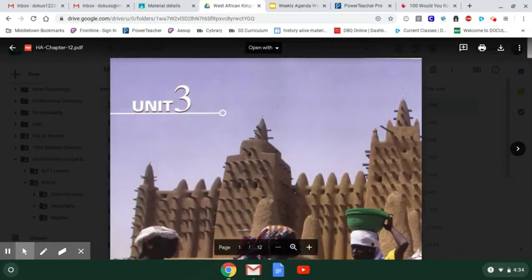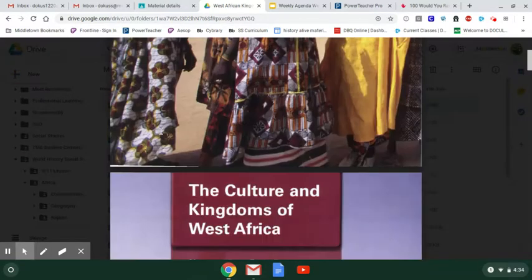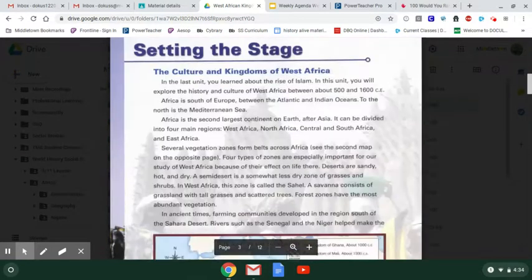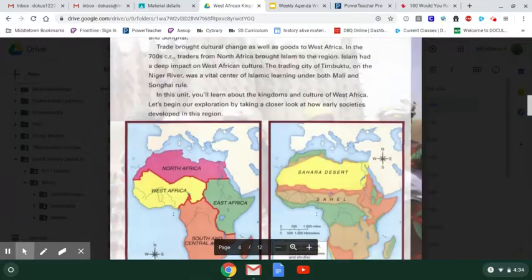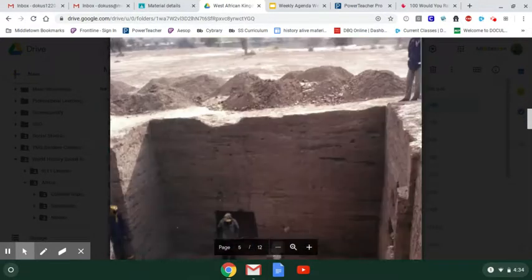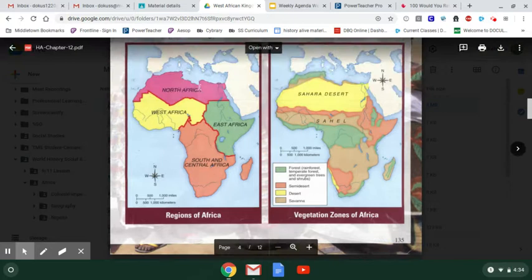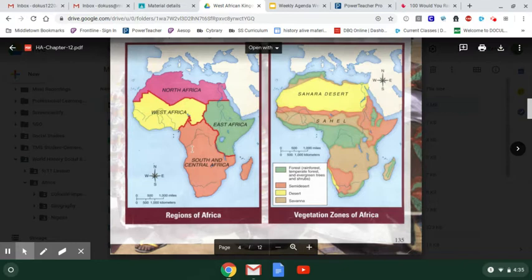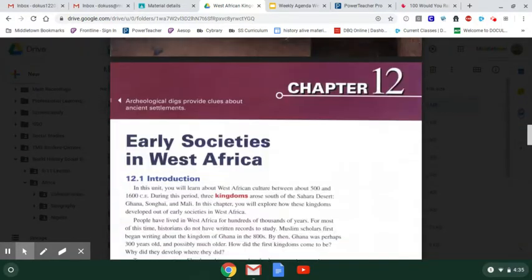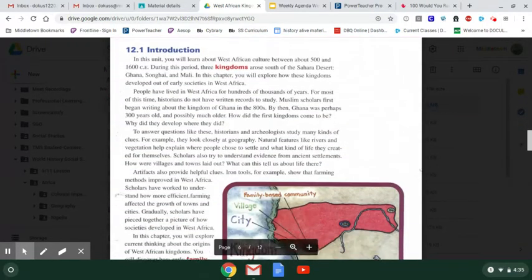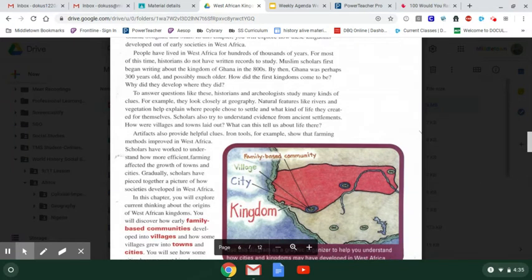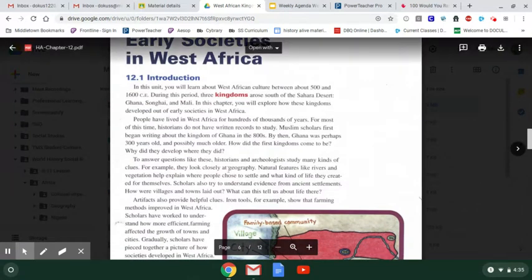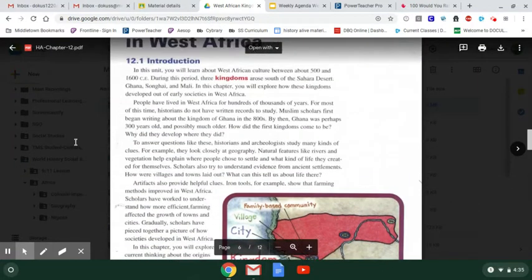All right, so we did the geography. That was the beginning part. Setting the stage, you already read that. These two maps, the different regions and vegetation zones. And we are in West Africa. The West African kingdoms are all in this West African area, which has a variety of different zones on this enormous continent. So once you get down to here, it's 6 pages. It's not that long. It's a 12-page long document, but this is only a 6-page chapter with a lot of pictures and stuff.